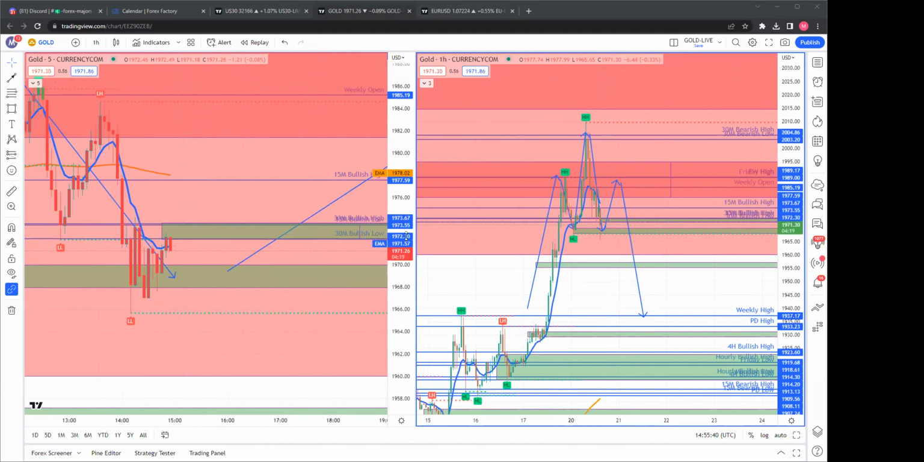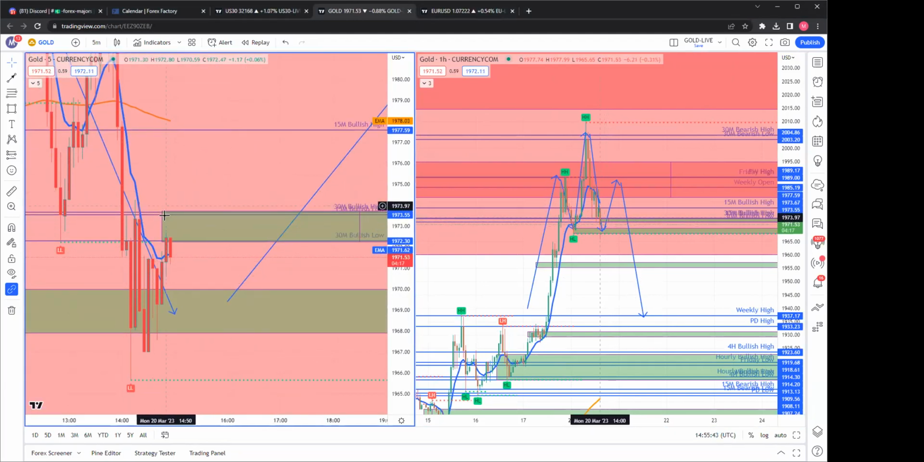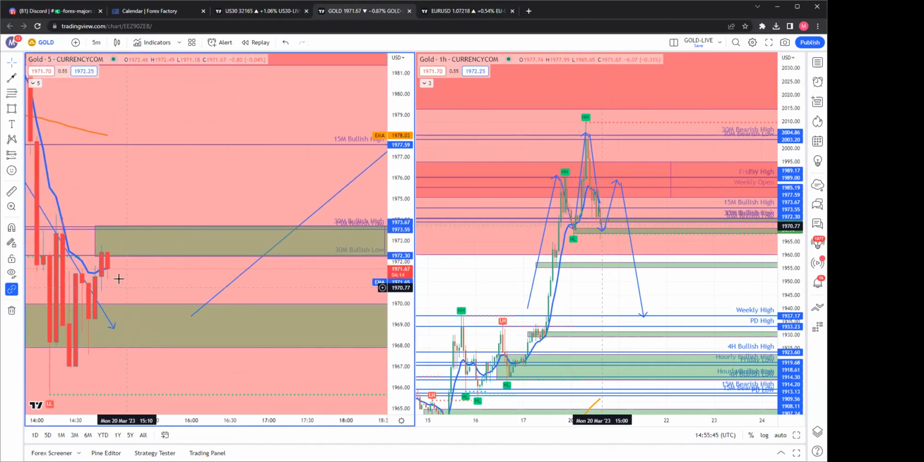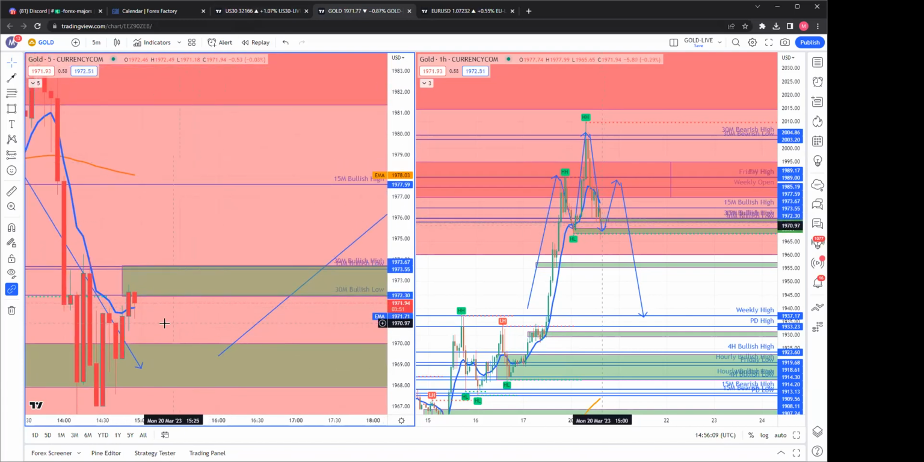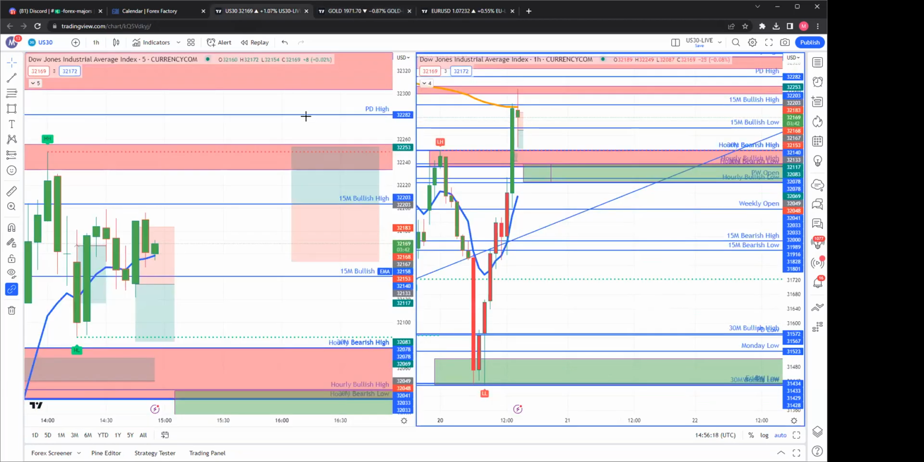So I'm looking to buy around here. You can see like what we talked about, we said that it would close above the 9 EMA and that would align with this 30-minute bullish low. So I will set a pending buy here, around 1972.38. In case price wants to come back down here, there's no need for me to risk this whole thing. I would rather set a pending buy above there so that I can get a good entry. But you can see price closed above the 9 EMA on the 5-minute for the first time in a while, and closed above the 30-minute bullish low.